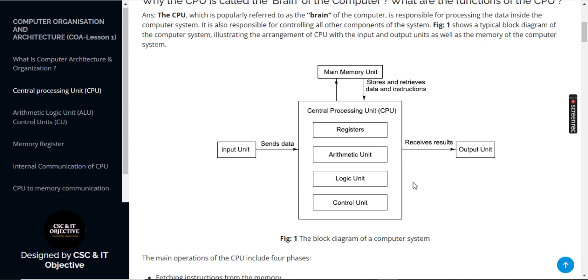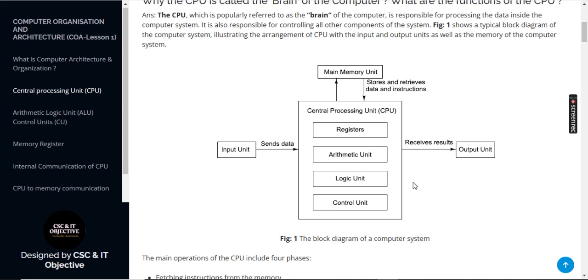Input data is sent to the CPU, which consists of registers, arithmetic unit, logic unit, and control unit. At the time of execution in the CPU, the data and instructions are executed, and the CPU stores and retrieves data and instructions to and from the memory unit. After execution, the data and instructions produce results as output through output devices or units.